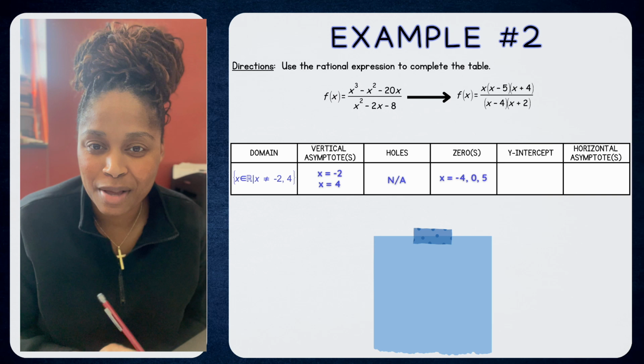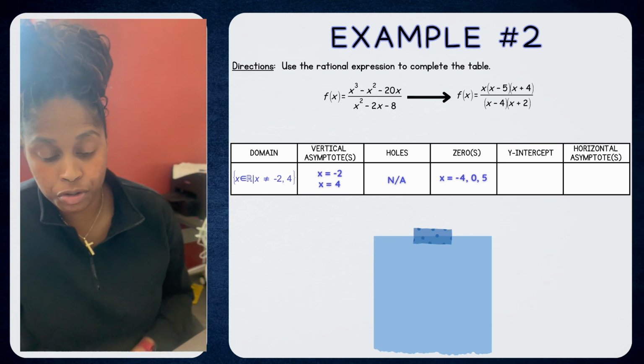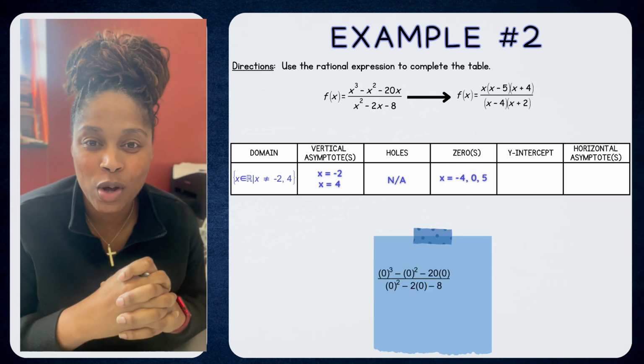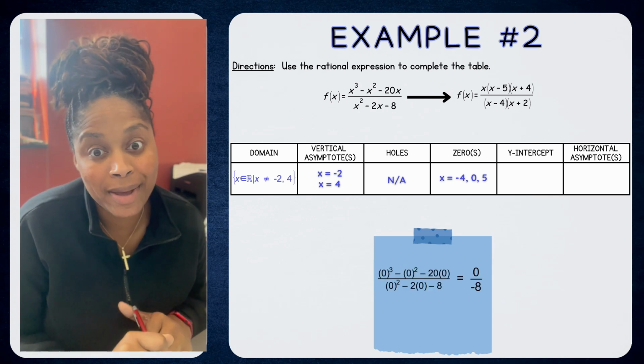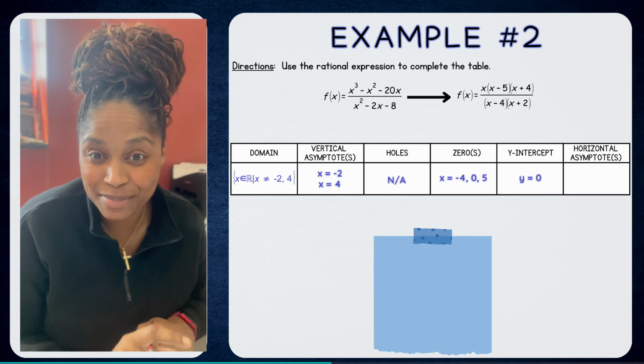Y-intercept. Your y-intercept does not need to be simplified or factored before you figure it out. To get the y-intercept, you're just going to plug in 0 for all of your x values. My y-intercept is 0.